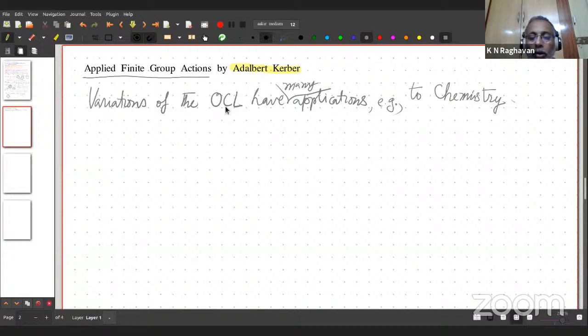Okay. I mention this because students tend to ask what applications there are. And indeed, there are many, many applications, and they are discussed, for example, in this book. It's a very beautiful book. Okay. Now, proof of the orbit counting lemma.